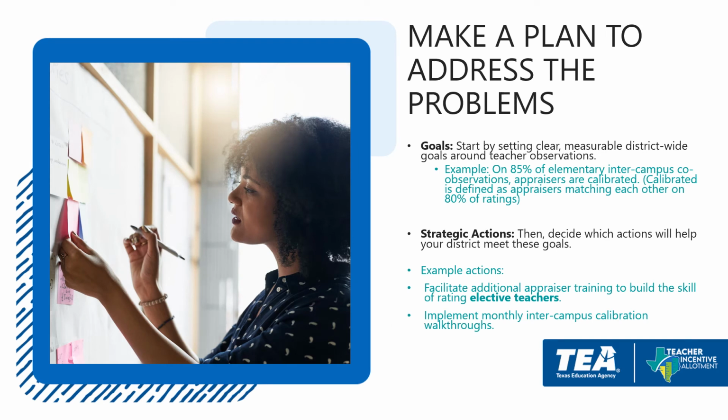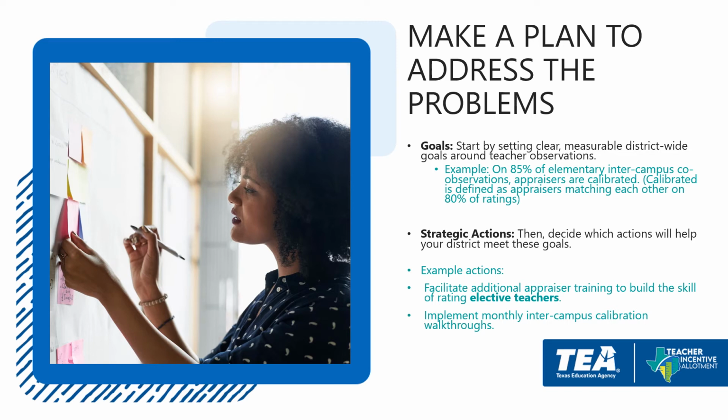After your district has analyzed last year's teacher observation data, the next step is to create a plan to address the problem areas. Great plans start with clear, measurable goals. Here's one example. This goal targets a potential problem of elementary appraisers being inconsistent. The goal is, on 85% of elementary intercampus co-observations, appraisers are calibrated. Here, calibrated is defined as appraisers matching each other on 80% of ratings. We'll get more into calibrations later.